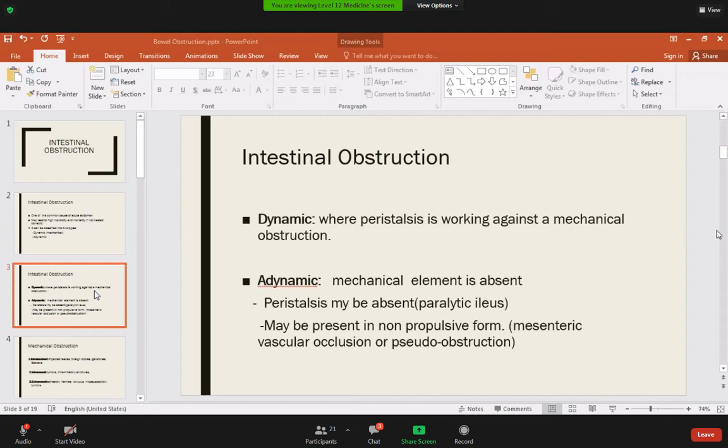Here peristalsis may be absent. We call it paralytic ileus. That could be because of many reasons. Some electrolyte imbalances can cause it, and it can be because of the manipulation of the gut, or because of some inflammations, or the peristalsis is present but it is in non-propulsive form, like in cases of mesenteric vascular occlusion or pseudo obstruction.